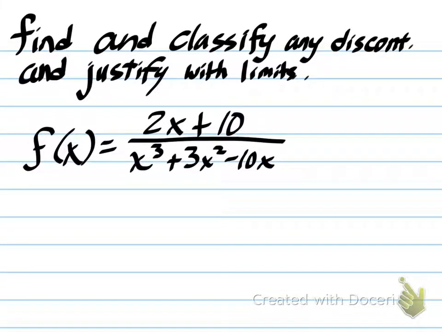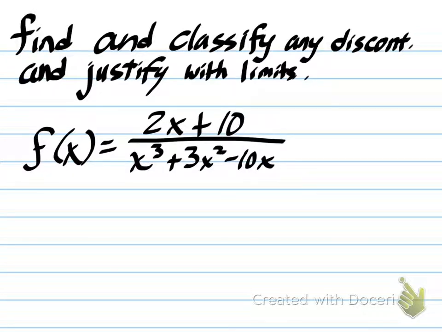In this video, I'm going to show you how to find and classify discontinuities of a function and to justify those discontinuity classifications using limits. So here's the function that we're investigating. It's f of x is equal to 2x plus 10 over x cubed plus 3x squared minus 10x.